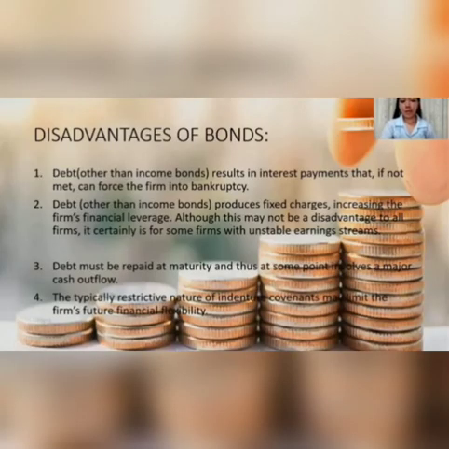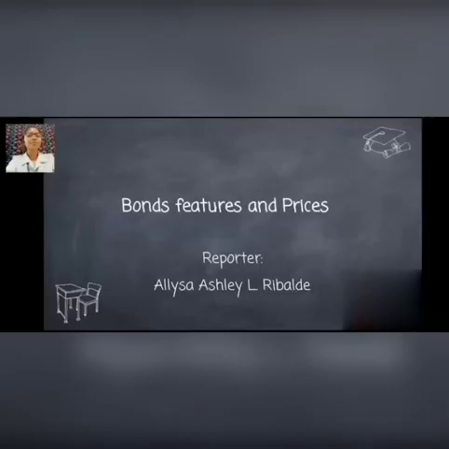Now let's proceed to number 4. The typically restrictive nature of indenture covenants may limit the firm's future financial flexibility. A bond's indenture is the portion that contains the covenants, both positive and negative, and is enforceable throughout the maturity of bonds. That's all. Thank you.